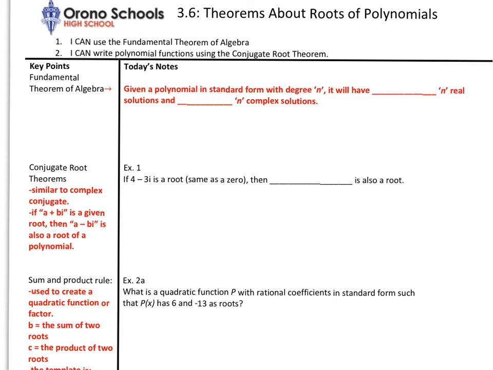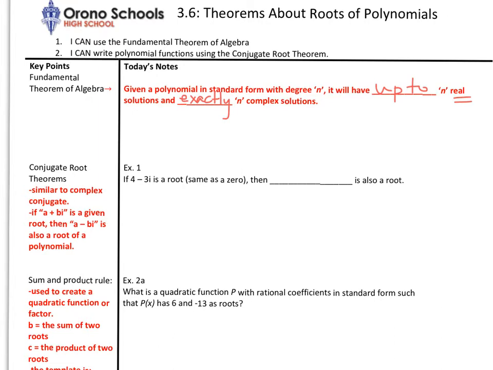Our final lesson in Topic 3 is 3.6, Theorems about roots of polynomials. The fundamental theorem of algebra states, given a polynomial in standard form with degree n, it will have up to n real solutions and exactly n complex solutions.